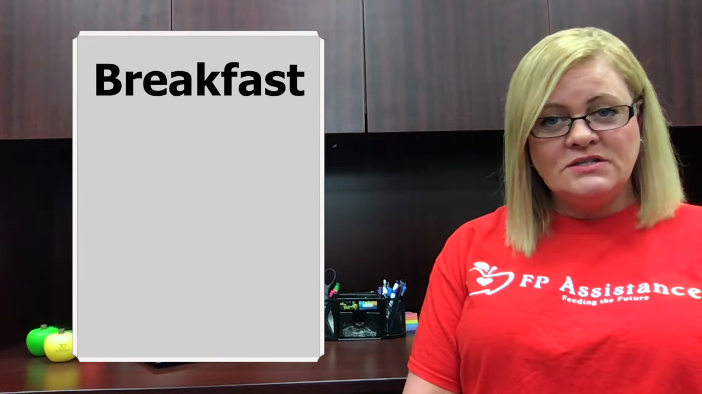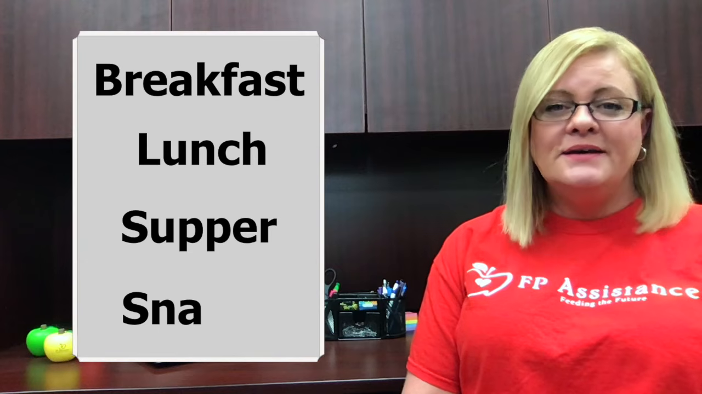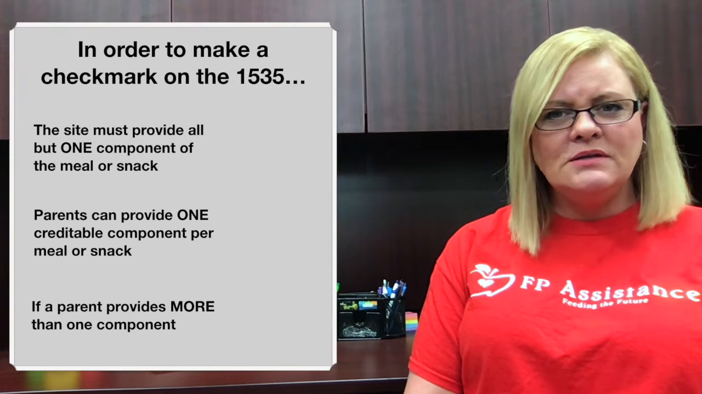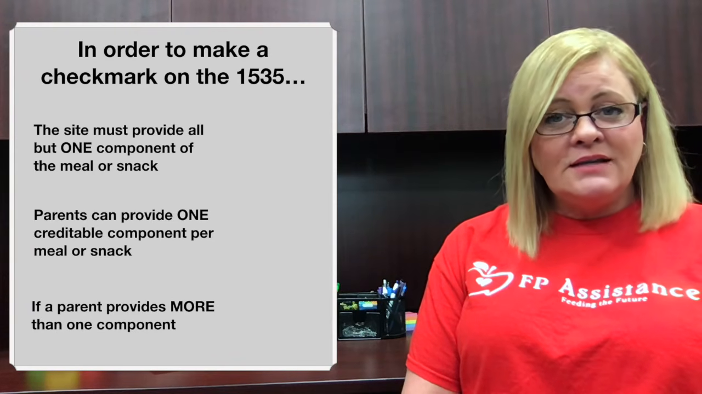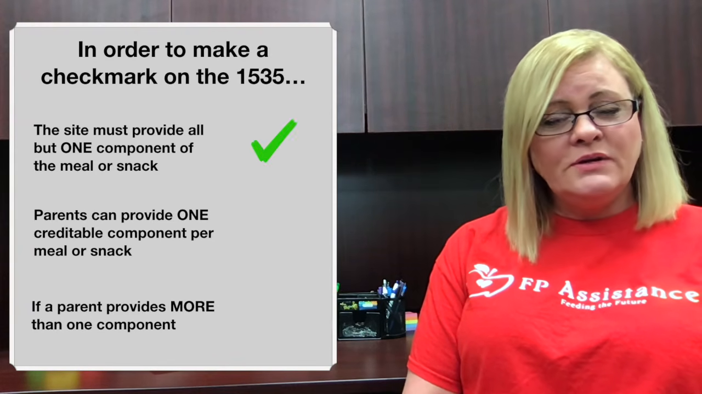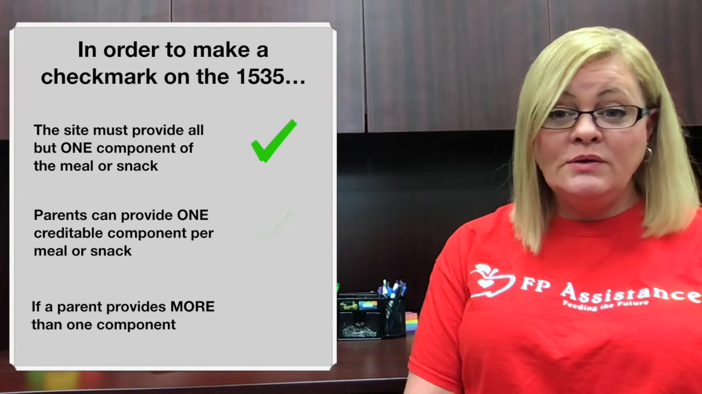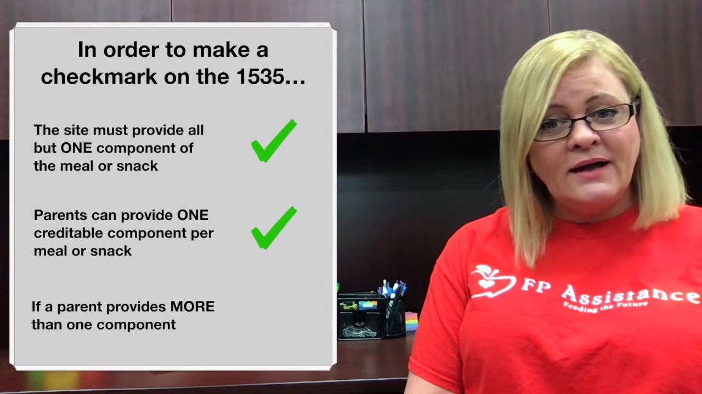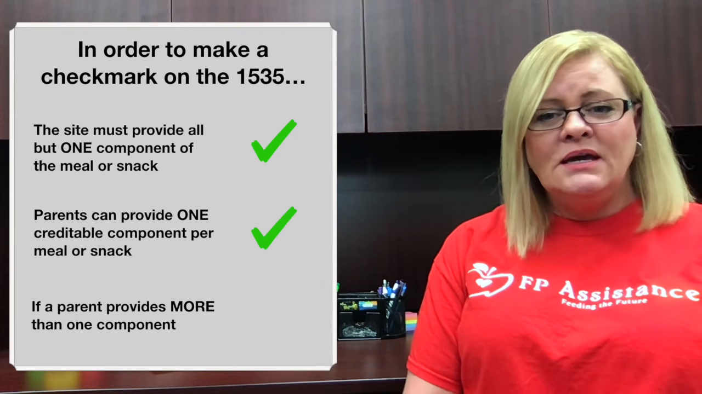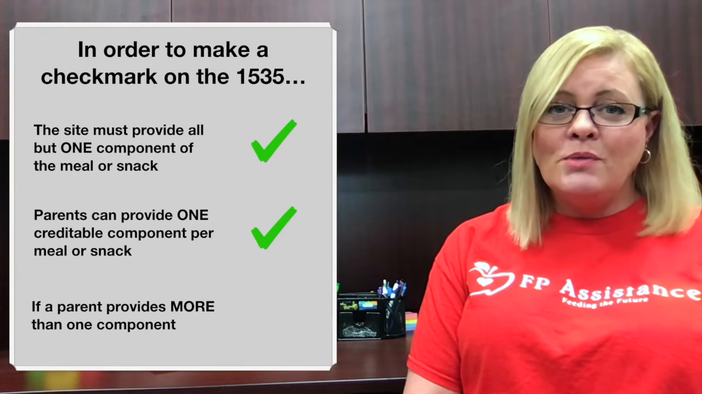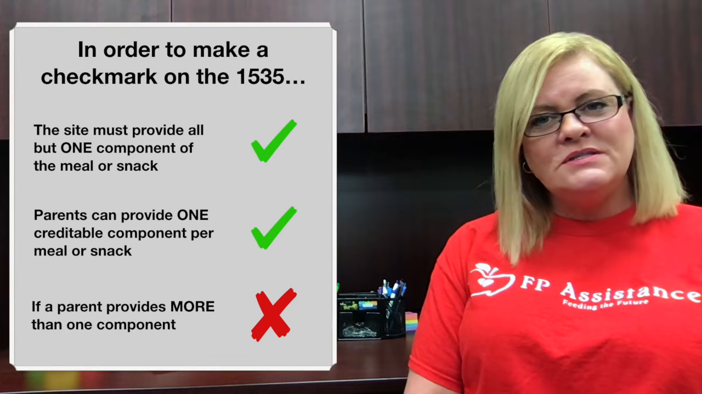So now you know the building blocks for a breakfast, lunches and suppers, and for snacks. I'd like to take a moment here to let you know that in order to make a check mark on the meal attendance sheet, as a site, you must provide all but one component of that meal or snack. This means that parents are allowed to provide one component per meal or snack for their child, and you can still claim that meal. Please note that if a parent provides more than one component, you cannot mark that meal for claiming. In this case, you would simply mark the child for attendance, but not for the meal.